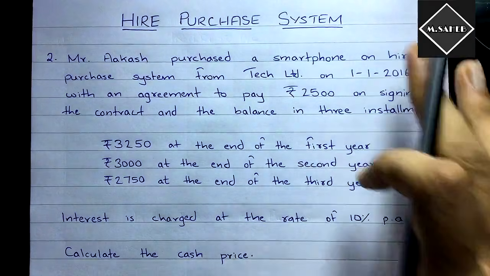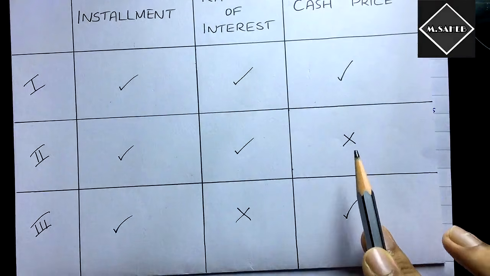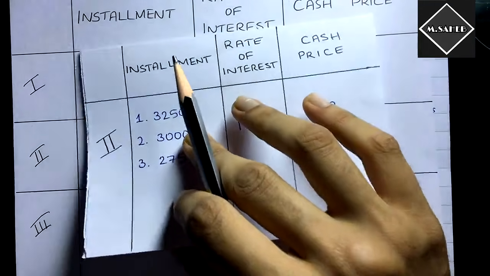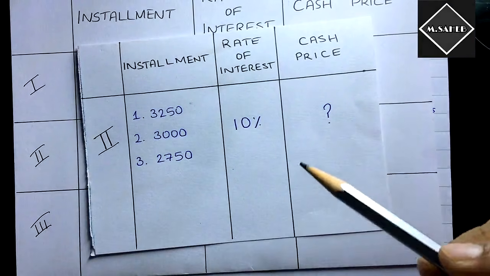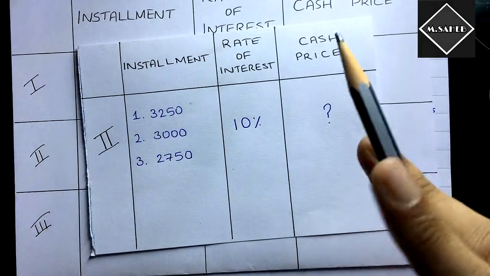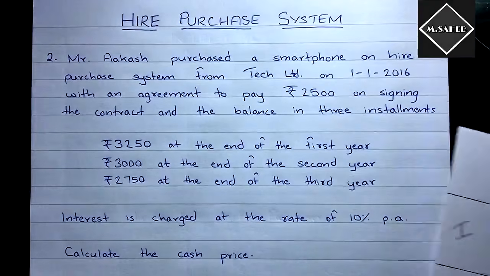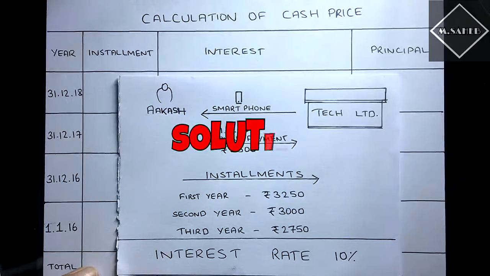So this question is based on the second scenario, when the cash price is not given. The installment is given, the rate of interest is given, but the cash price is not given. We have got the installments and the rate of interest, but the cash price is not given, so we have to calculate the cash price. Now let's see how to calculate the cash price. All right, now let's solve this problem.